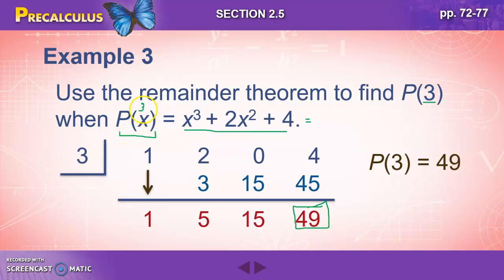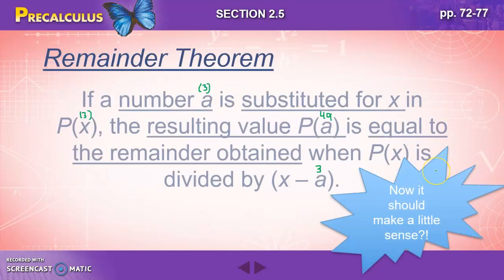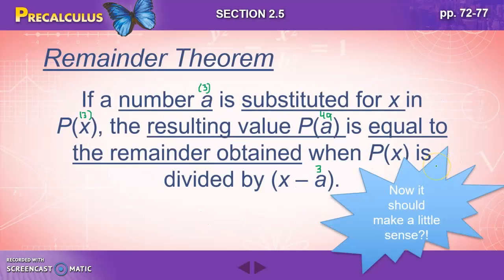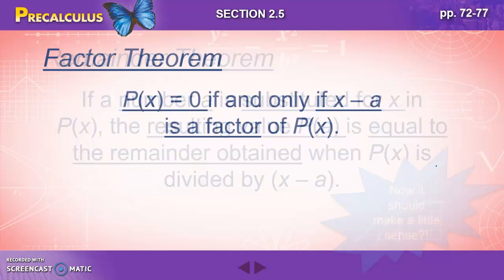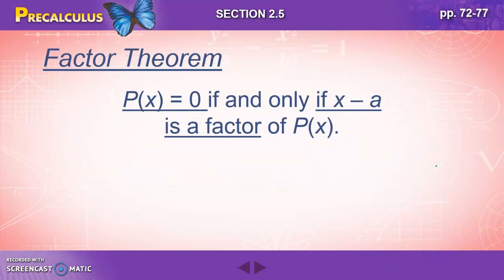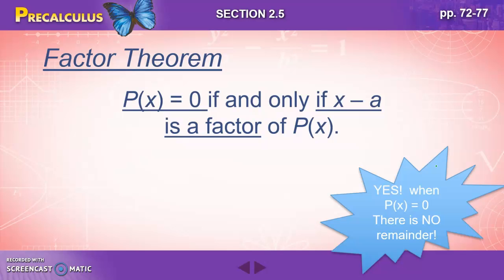And when we plugged 3 into p of x, we also got 49. So hopefully now that makes a little bit more sense. And that will work with any number, not just 3, and not just the polynomial in the example. The factor theorem says that p of a equals 0 if and only if x minus a is a factor of p of x.